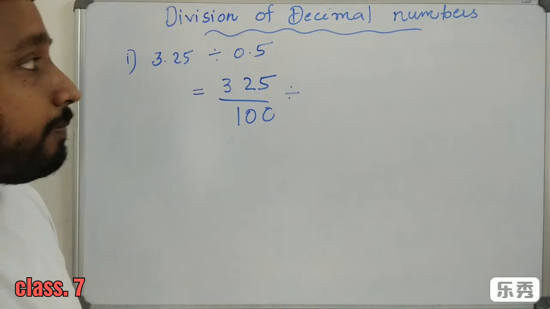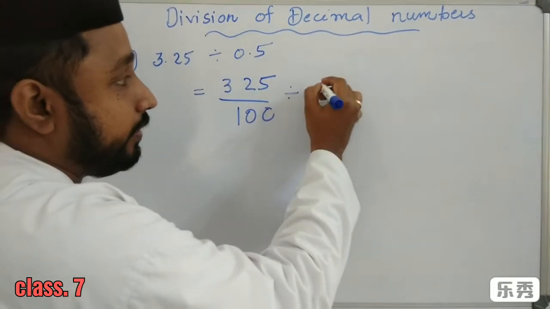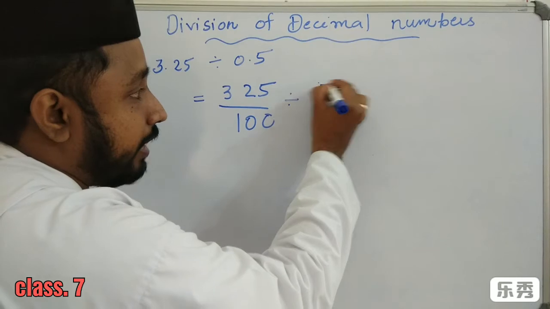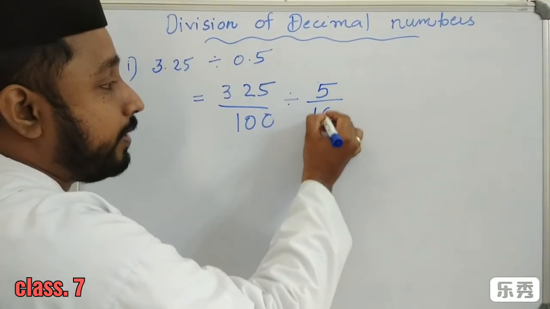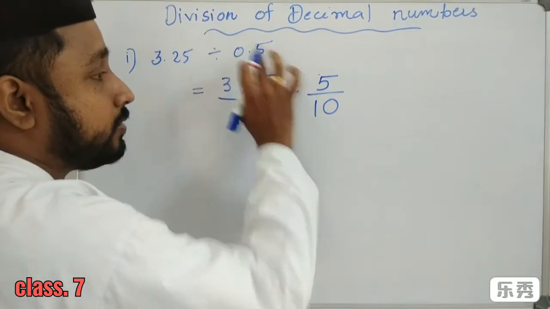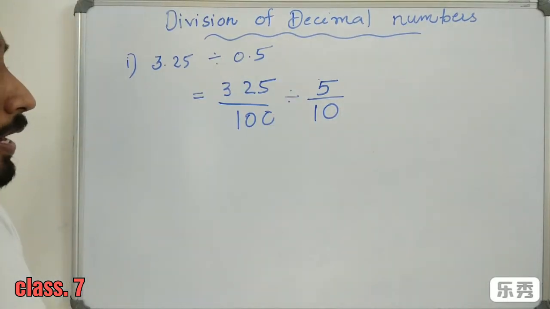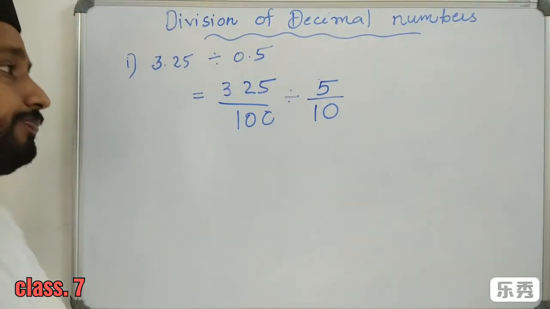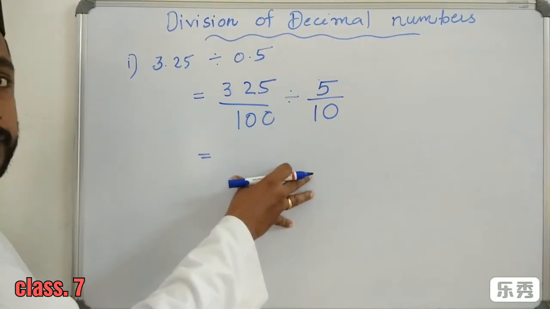0.5. 0.5 means after the point 1 digit, so we can write 5, removing this point, and write 5 by 10, only 1 digit after the point, so 1 zero. So 325 by 100 divided by 5 by 10, which is equal to, now we have two fractions.